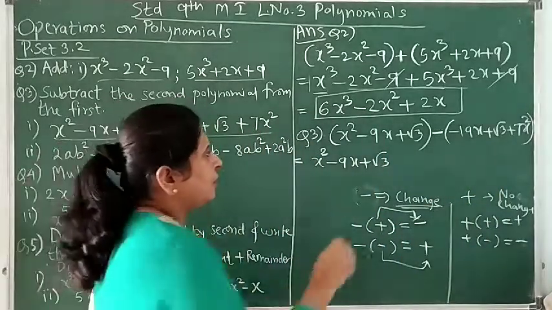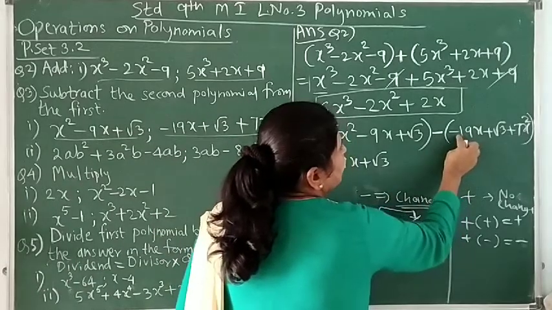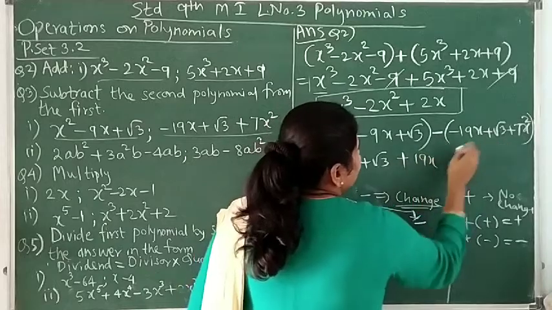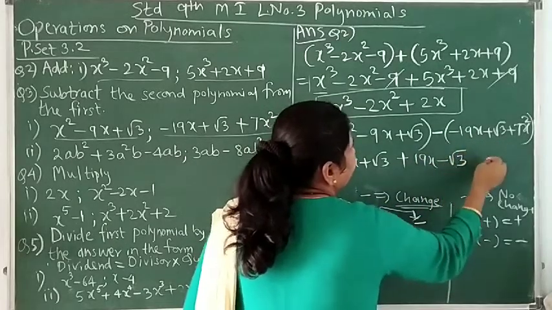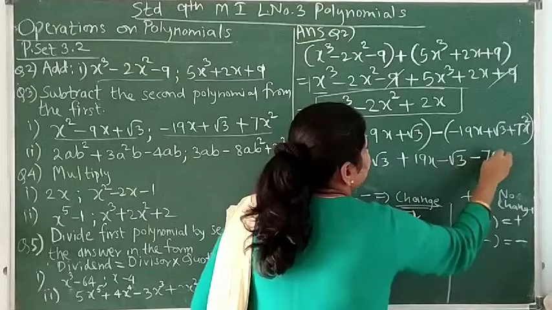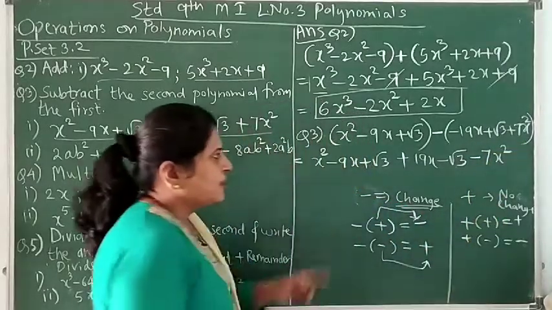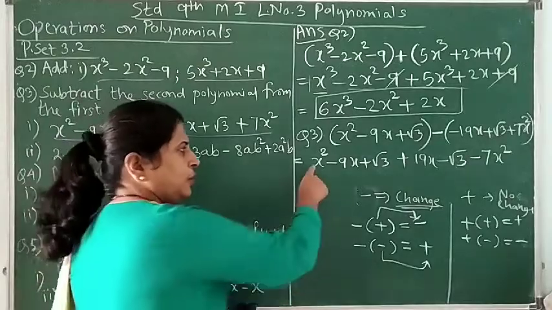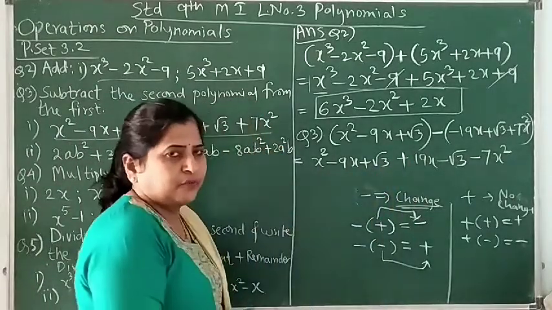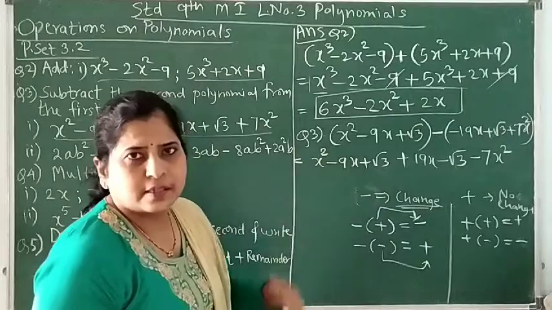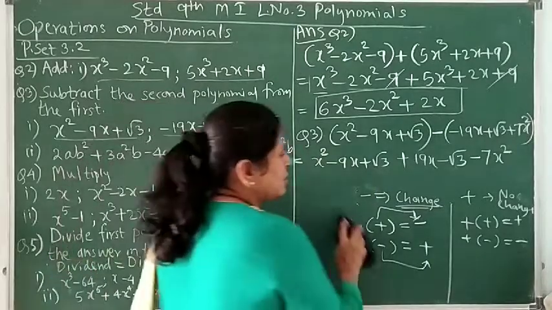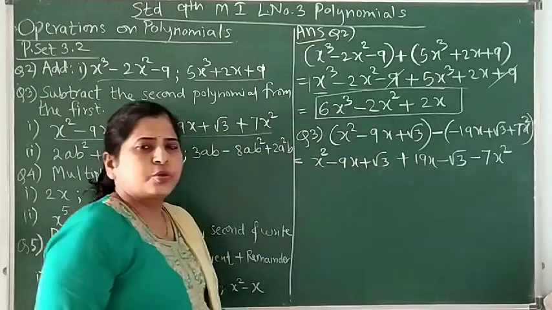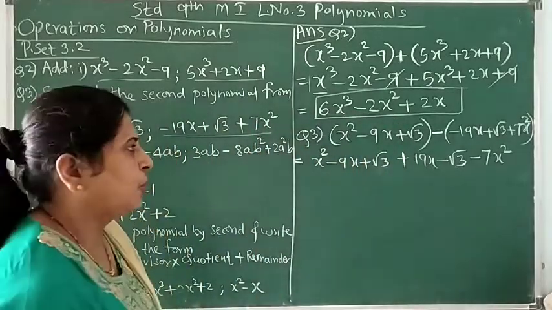So as this 19x is originally minus, we have to make it plus 19x. Plus square root of 3 will become minus square root of 3, plus 7x square will become minus 7x square. So we have applied the rules. Many times students go wrong here while writing the signs, and once you have gone wrong, the next step is also going to be wrong. So this simple rule is a smart tip for you students. If you apply it, then you will not go wrong.